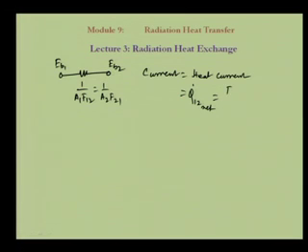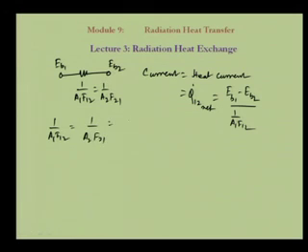So, Eb1 minus Eb2 divided by the resistance 1 by A1 F12. This is the electrical analogy, and this resistance, 1 by A1 F12 equal to 1 by A2 F21, is called the space resistance.